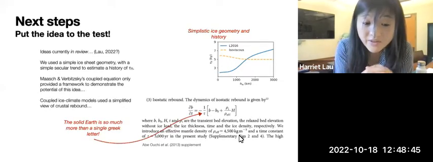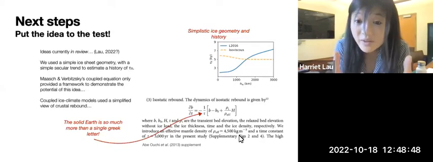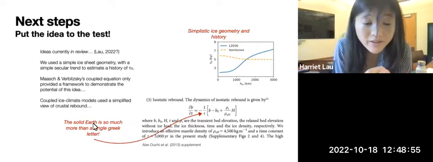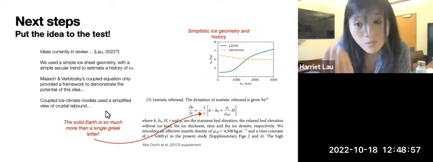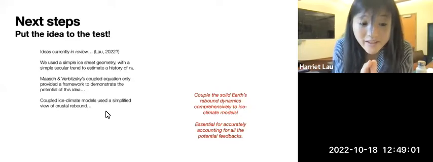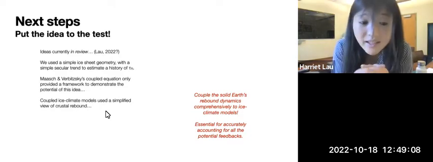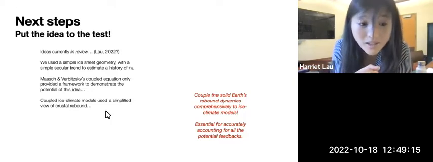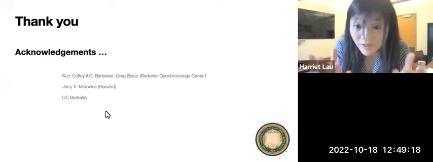Conversely, coupled ice climate models that have the machinery to consider the climate system more completely use a very simplified view of crustal rebound. And I put it here: the solid Earth is so much more than a single Greek letter. And so I do think that perhaps we need to incorporate a more comprehensive view of Earth's rebound dynamics into these kinds of ice climate models in order to account for all the potential feedbacks that control our long-term climate state. Thank you all for listening.